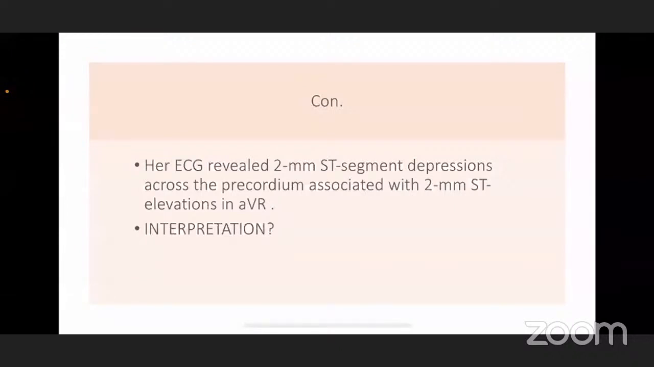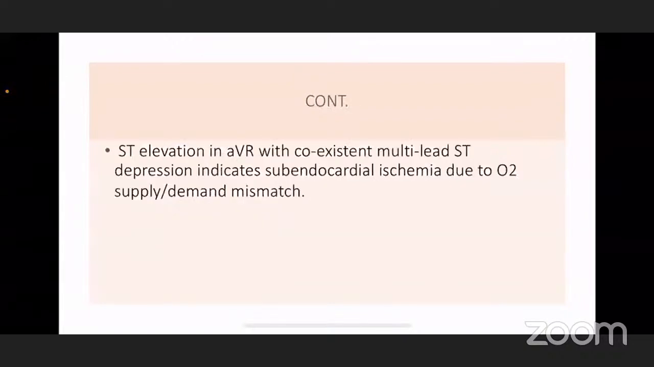Is it posterior? No. Okay. No, but if you Google it, you can see that ST elevation in aVR with coexistent multi-lead ST depression indicates subendocardial ischemia due to oxygen supply demand mismatch. So it doesn't really tell us where exactly the ischemia is, but you can see it's subendocardial ischemia.